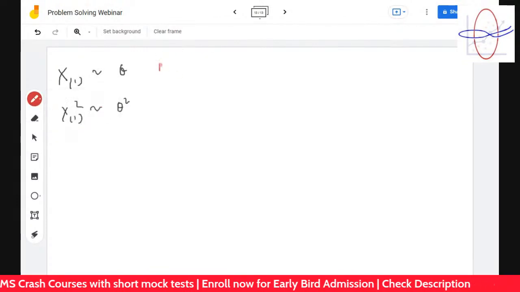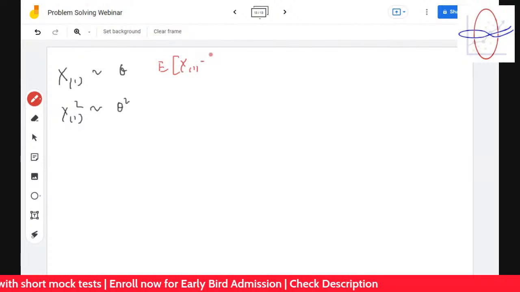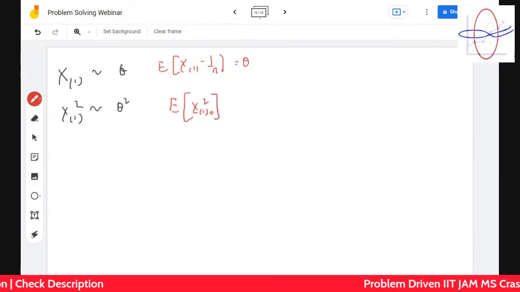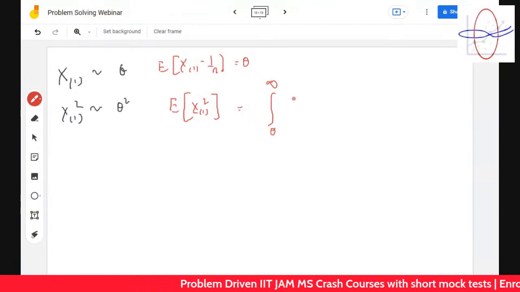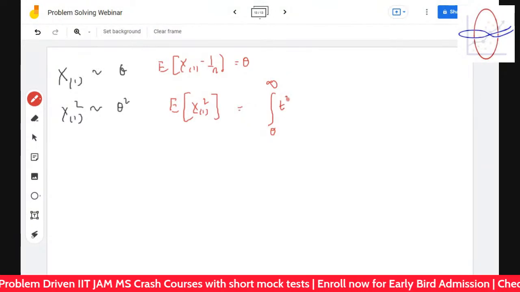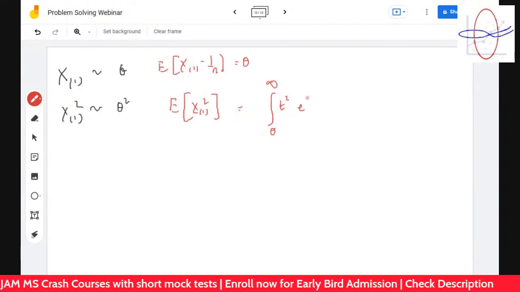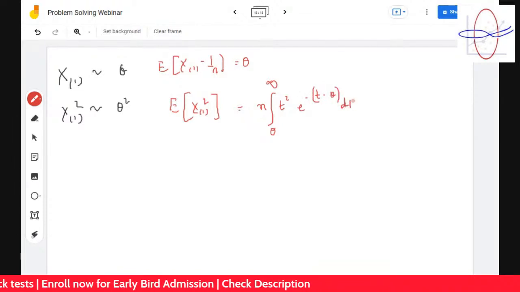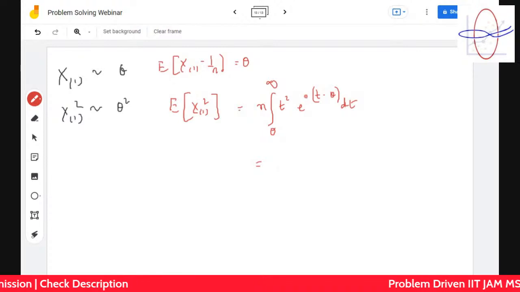And we have understood that expectation of x1 minus 1 by n is theta. So what we will do is calculate expectation of x1 whole square. And again, integration is coming up and you have to calculate it again. I'm not going to allow casualness over here. Not at all. IIT JAM is very soon. So let's compute this again. Okay? Compute this and tell me how to find it. Tell me the solution.